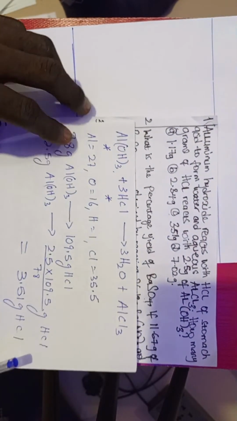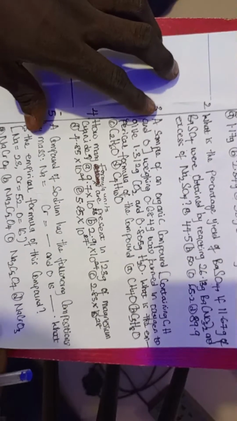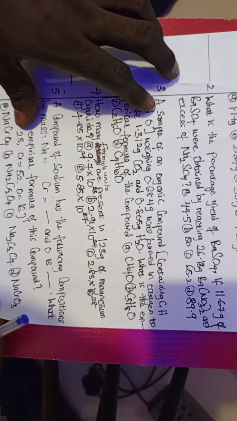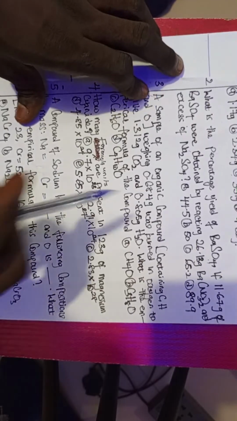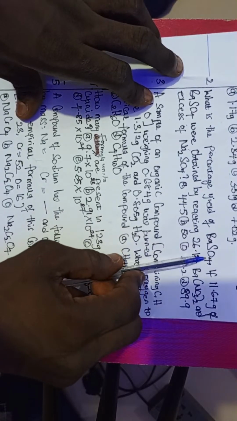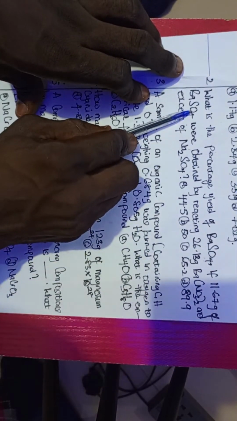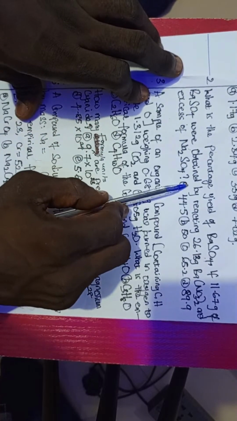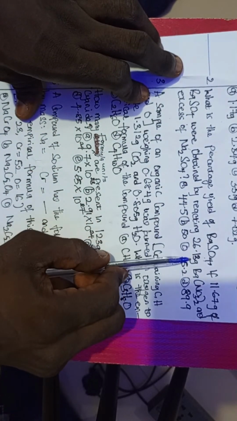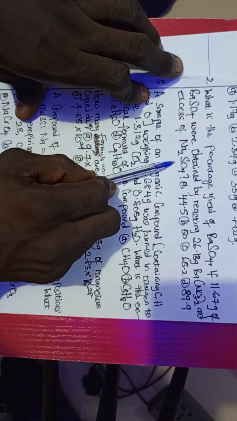Now let's solve question number 2. For question number 2, we are going to be talking about a limiting reagent problem here. Limiting reagents. Now the question goes this way. It says, what is the percentage yield of barium sulfate if 11.67 grams of barium sulfate were obtained by reacting 26.13 grams of barium nitrate and excess sodium sulfate?